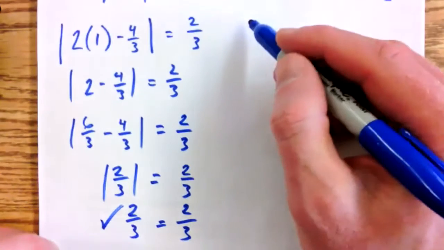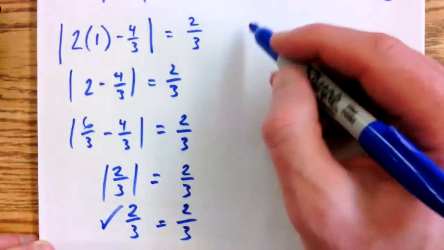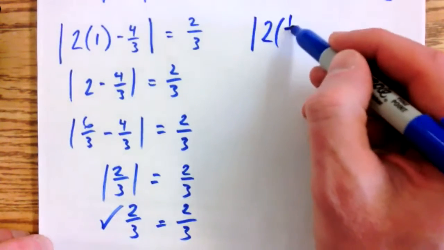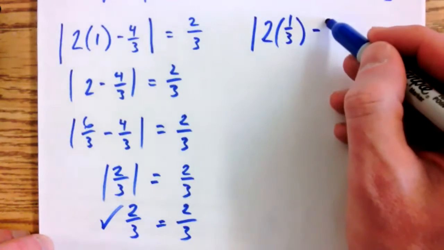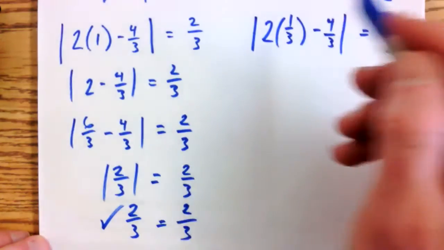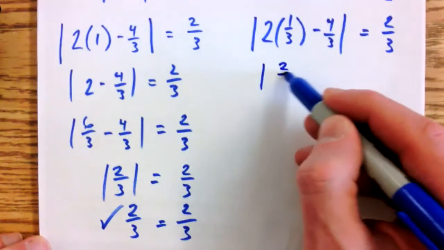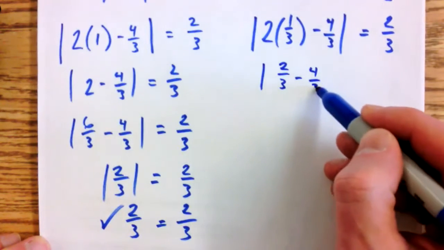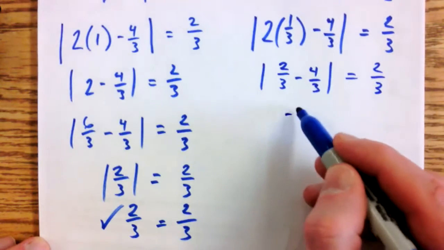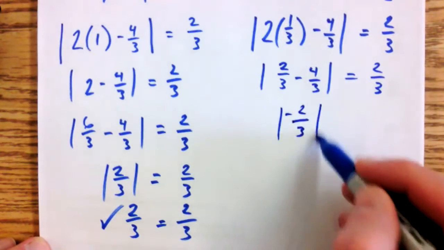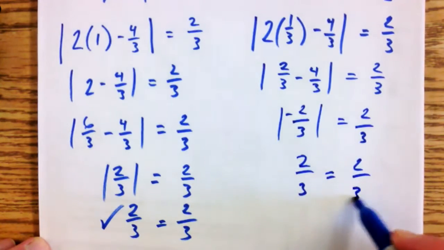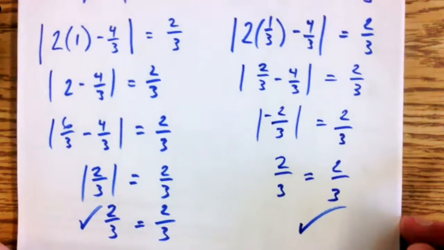And then for the other side, it's 1/3. So 2 times 1 over 3 minus 4 over 3 equals 2/3. This is 2/3 minus 4/3 equals 2/3. 2 minus 4 is negative 2. Negative 2 over 3, but it's absolute value. So it will be 2/3. That one works too.